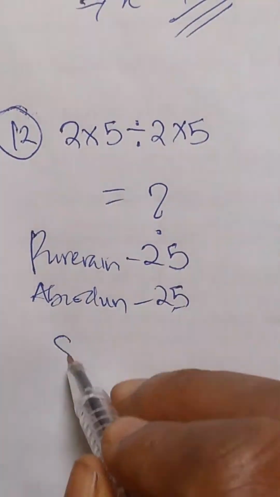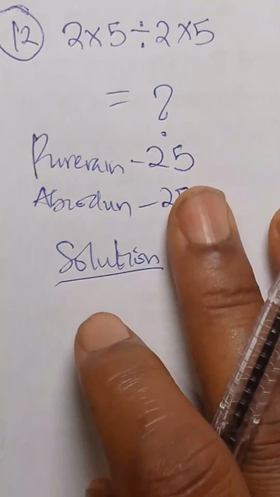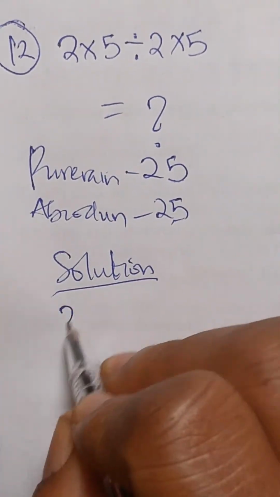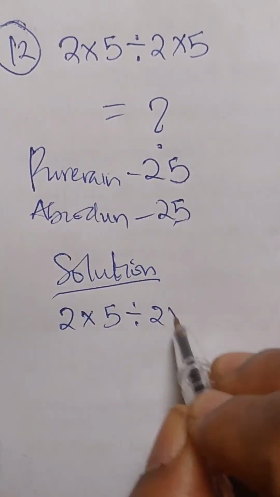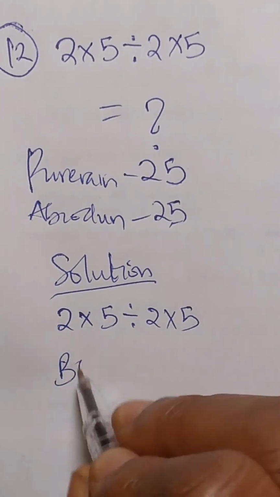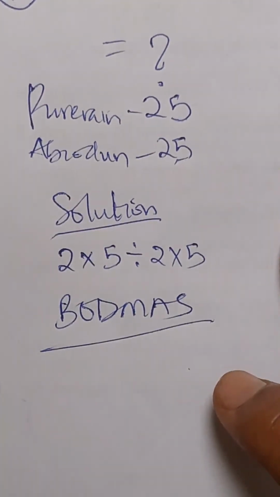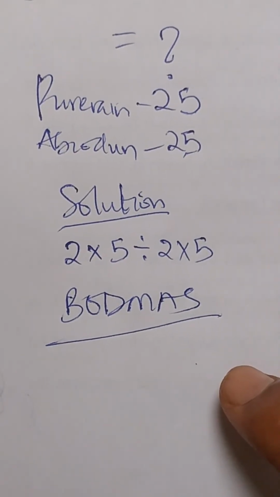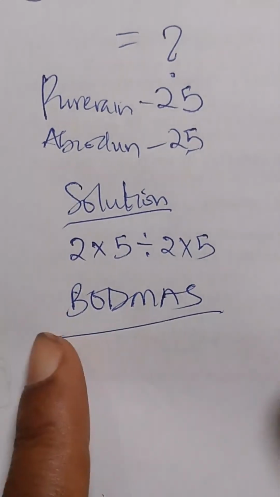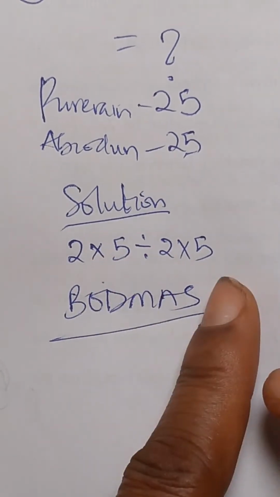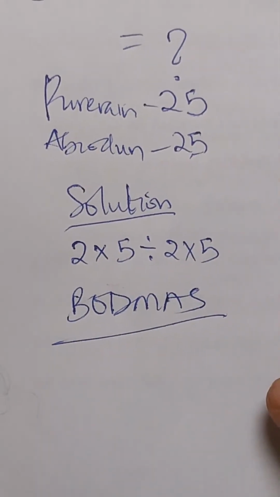So let me solve the solution. We have 2 times 5 divided by 2 times 5. We are going to use BODMAS. In BODMAS, multiplication and division are the only operations we have here. They are the same rank, so you apply the one that comes first from left to right. If multiplication is first, we multiply first; the next one, we divide. You keep doing it turn by turn to get to the final answer.